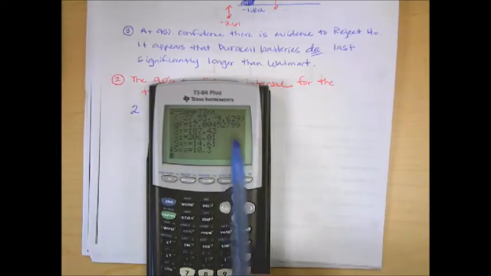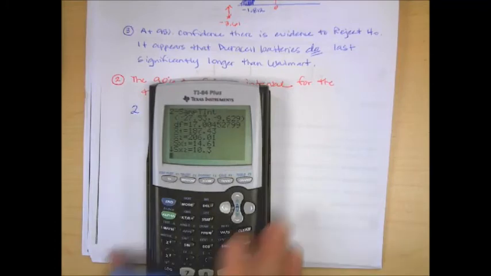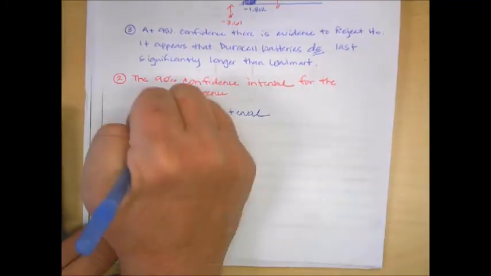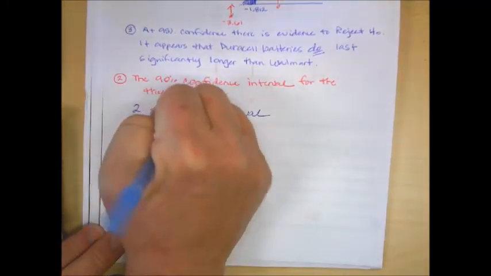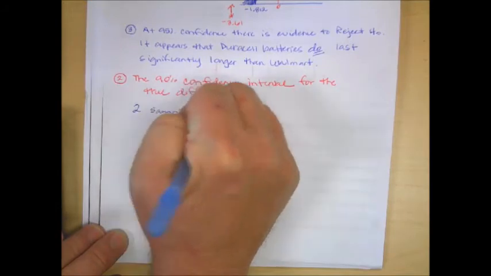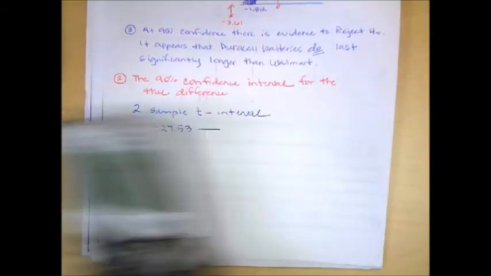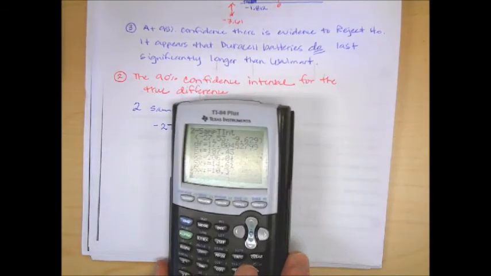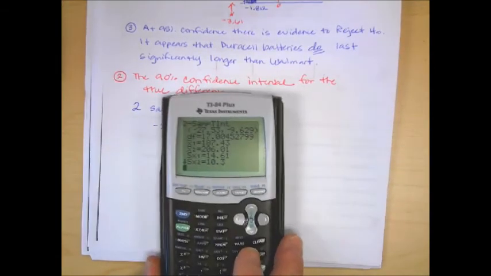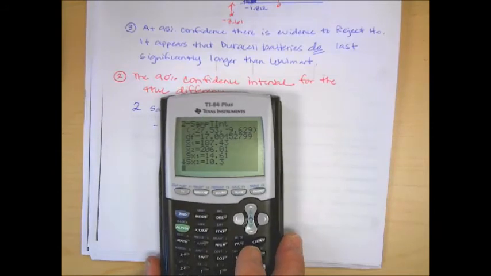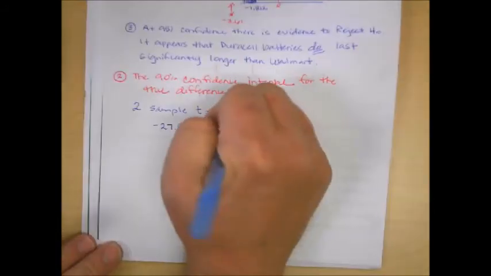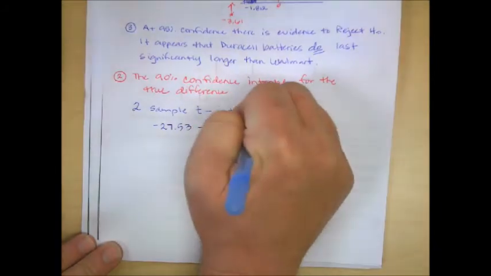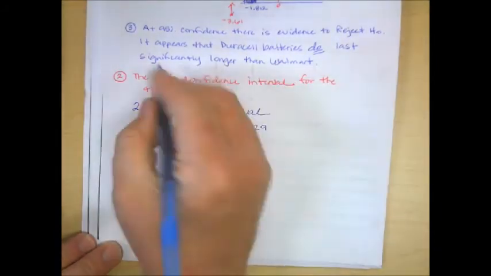Now on the lower end, I've got negative 27.53. That's the lower end of the interval. The upper end of the interval is negative 9.629. Okay, and that's the interval.